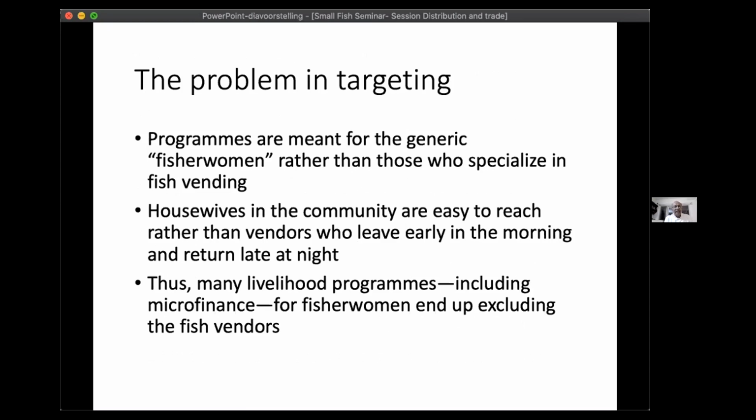Programs are meant for generic fisherwomen rather than those who specialize in fish vending. So the housewives in the community are easier to reach, and they participate in many of these things more easily, whereas the vendors are away early in the morning and come back late in the night. So they are not in a position to participate in many of these interventions. So even microcredit ends up finally with the housewives rather than necessarily the fish vendors.